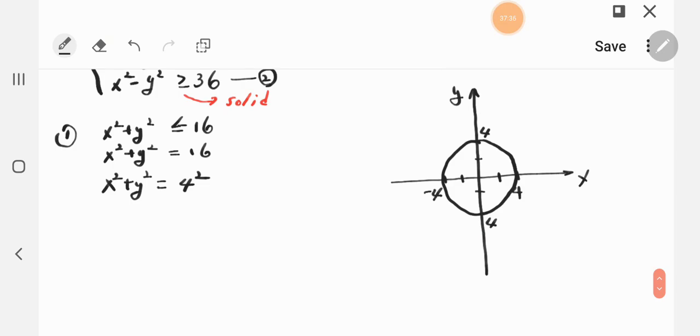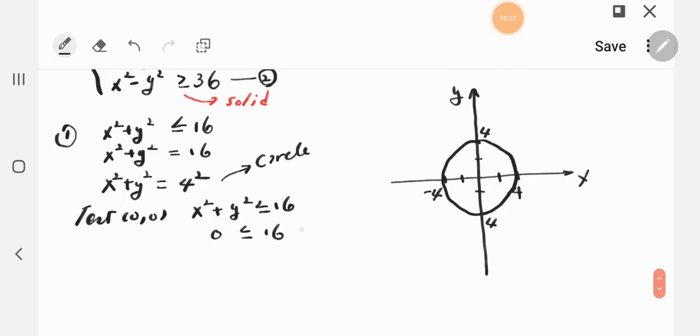And let's test the point. So this is a circle. Let's test the point. Then 0 is less than or equal to 16. That is true, isn't it? So test the point. That means starting from the original inequality, plug in 0. So this is true. So the solution will be inside the circle, including the line.